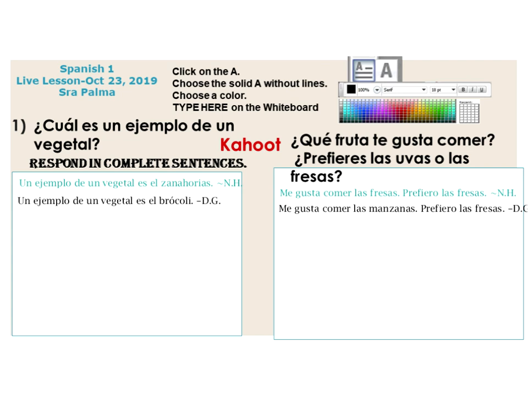The first question is, ¿cuál es un ejemplo de un vegetal? Un ejemplo de un vegetal es, okay, look at the endings. So now we have to practice on our agreement. So if it ends in AS, it's plural.